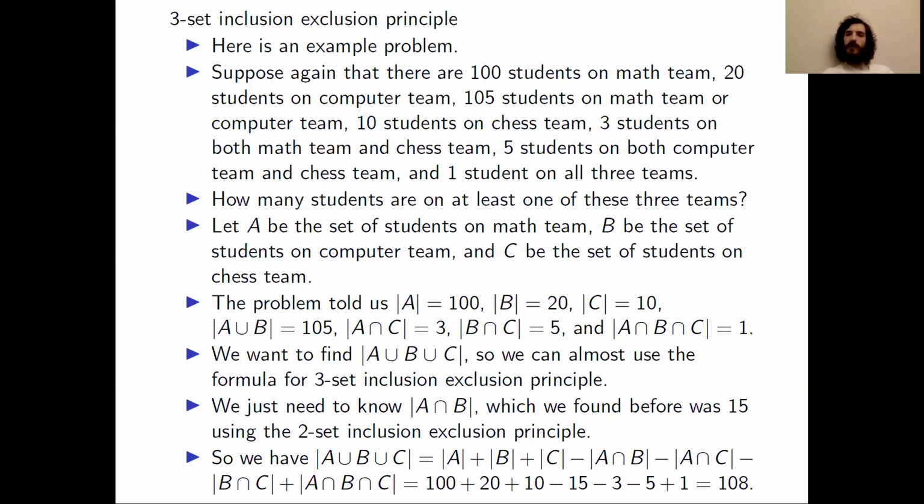This gives us 100 plus 20 plus 10 for the cardinalities of A, of B, of C, and then minus 15, minus 3, minus 5 for the cardinalities of A intersect B, A intersect C, and B intersect C, and then a plus 1 for the cardinality of A intersect B intersect C. And this leaves us with 108. So the cardinality of the union of A, B, and C is 108. In other words, there's 108 students who are on at least one of these three teams.